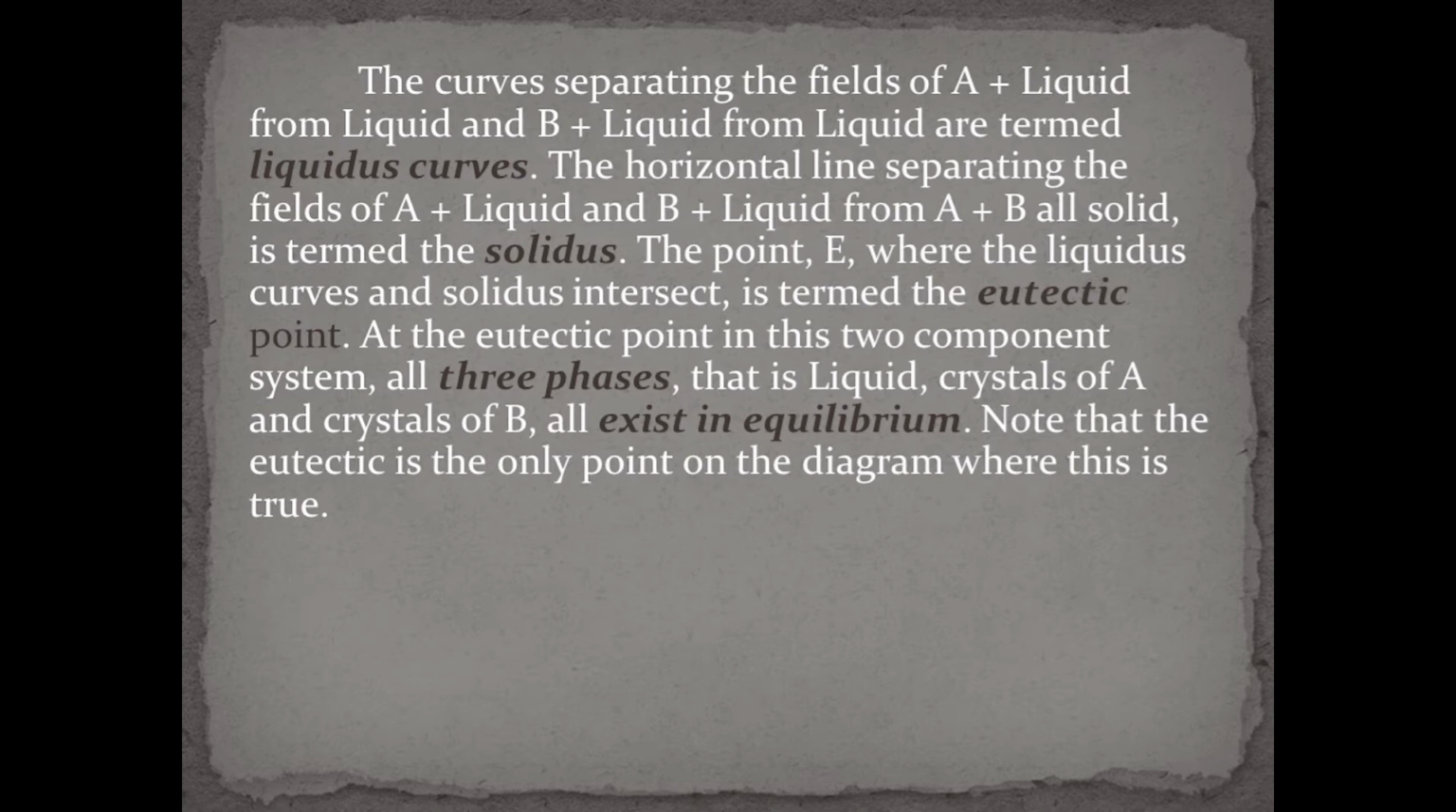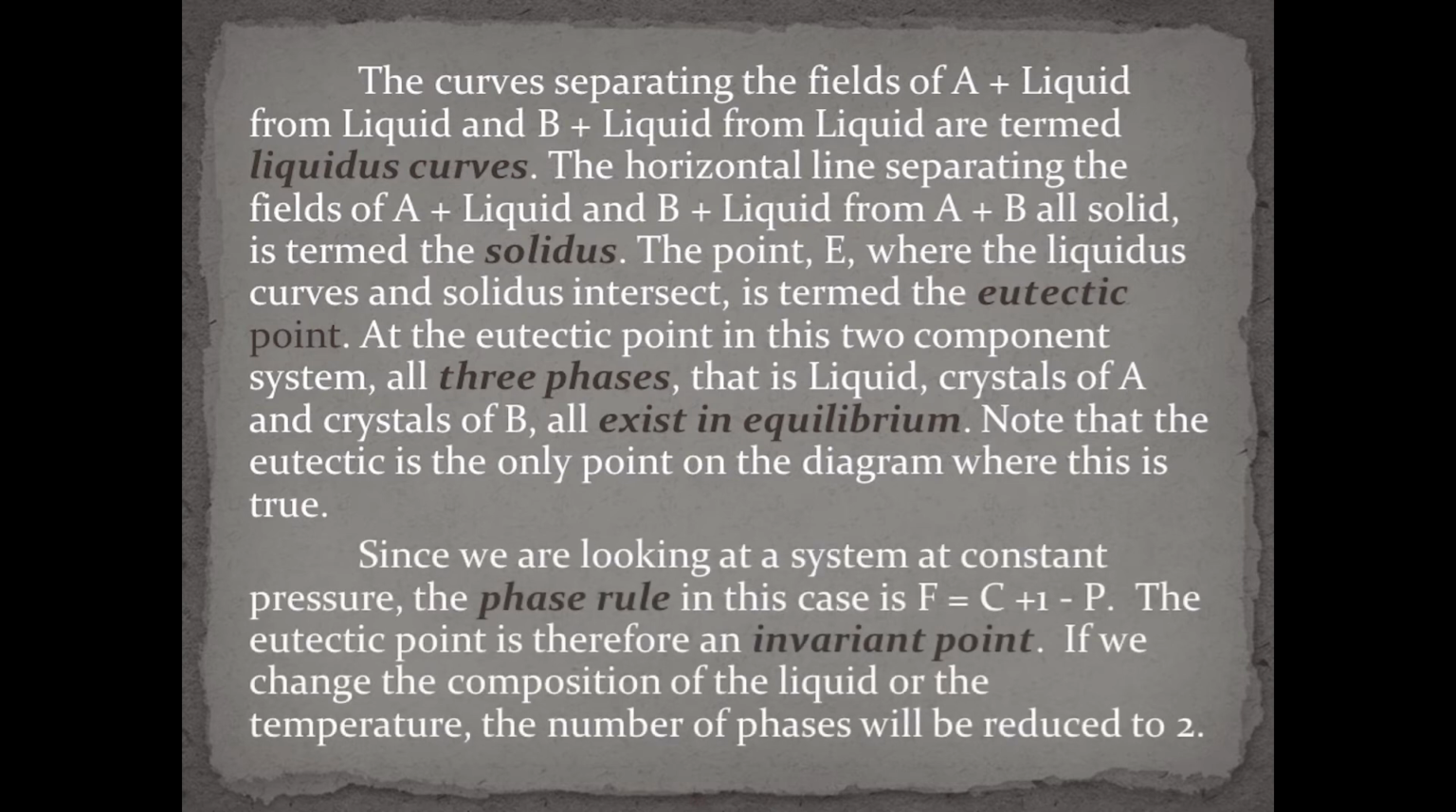The point E, where the liquidus curves and solidus intersect, is termed the eutectic point. At the eutectic point, in this two-component system, all 3 phases, which are liquid, crystals of A, and crystals of B, all exist in equilibrium. Note that the eutectic is the only point on the diagram where this is true. Since we are looking at a system at constant pressure, the phase rule in this case is F equals C plus 1 minus P. The eutectic point is therefore an invariant point. If we change the composition of the liquid or the temperature, the number of phases will be reduced to 2.